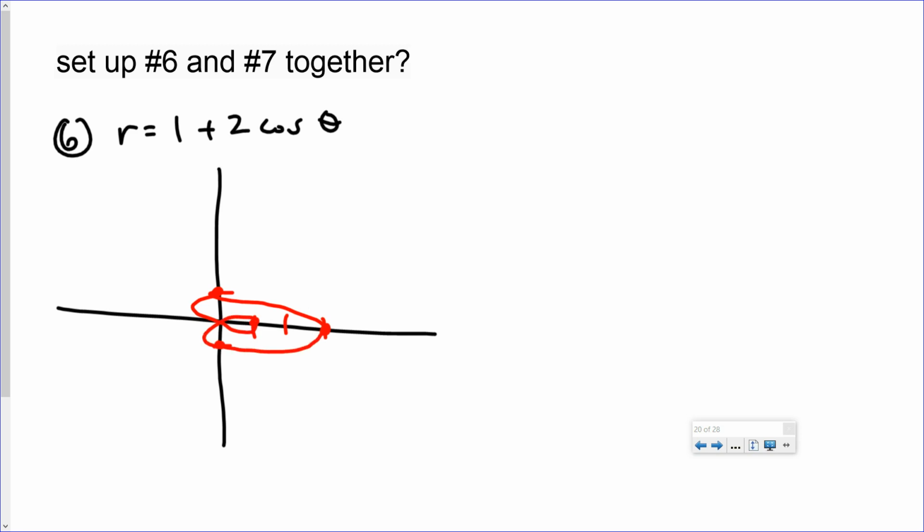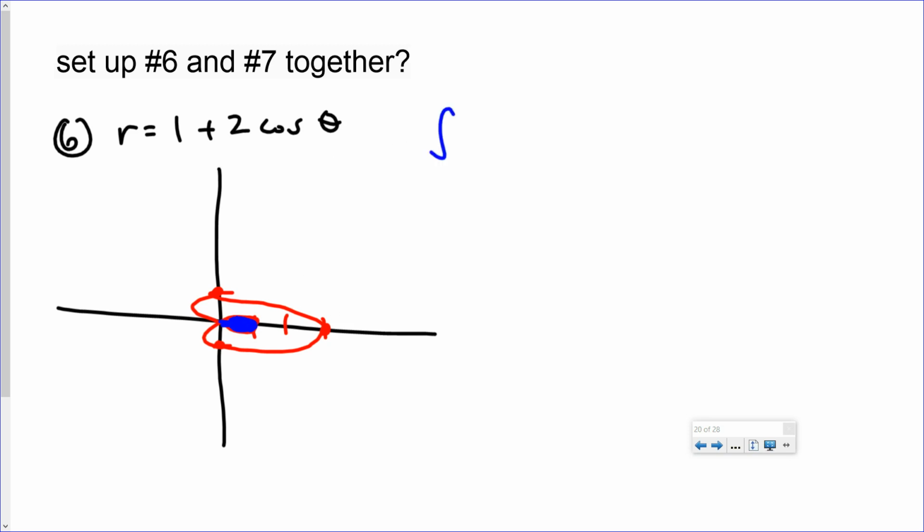Can you guys check your picture for number 6? Was the inner loop something like that? So what they're asking you to do first is just find the area of this inner loop. The petal. This is what they call a petal. It's really just the inner loop. So find the area of the inner loop. Treat it like a petal. Where does a petal start and where does a petal stop?